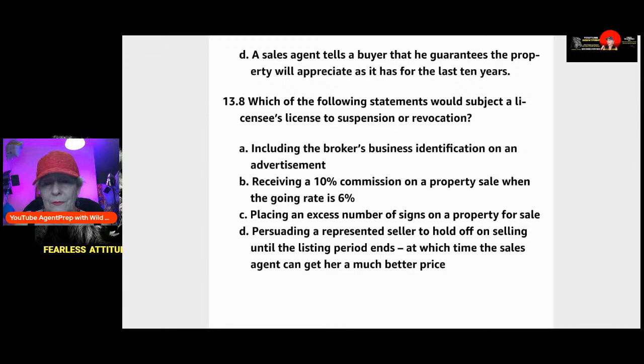What is our job? We have to be a fiduciary to our client. That is primary. So which one would subject us to a revocation or a suspension? It's not B. So we have 2 B's and 2 D's. So I'm letting you know it's not B. So which other one could it be?